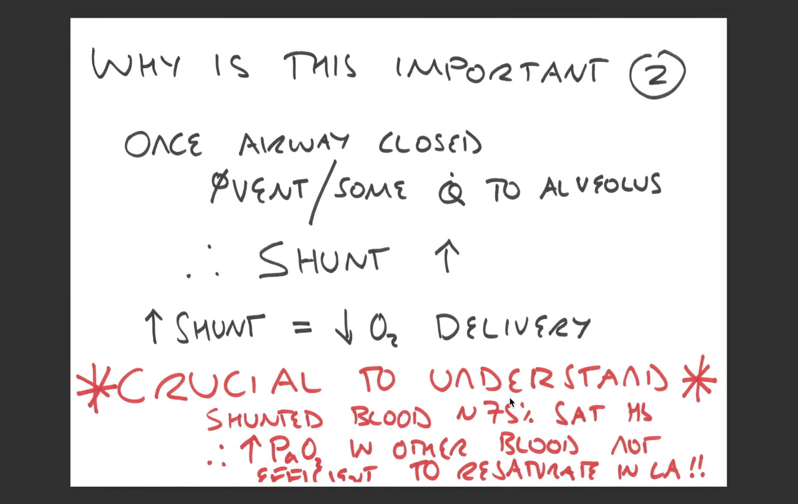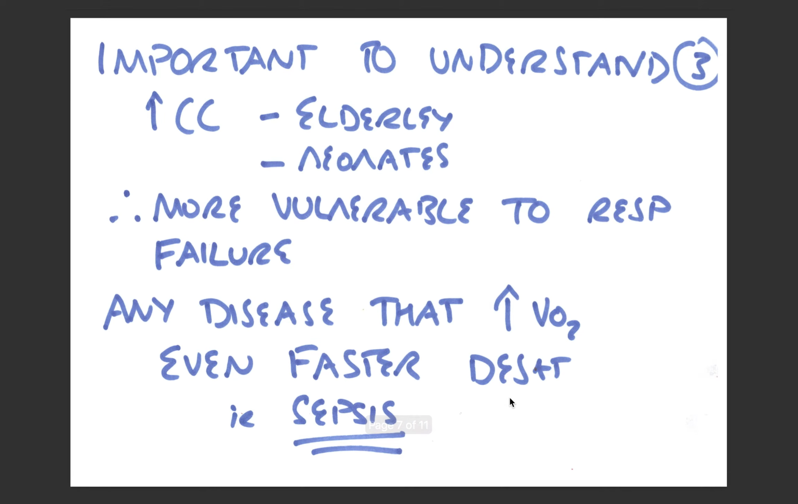It's crucial to understand that shunted blood will have a saturation of 75% or less, and this cannot be adequately compensated for by an equivalent rise in PaO2, as far less oxygen is dissolved in blood than is carried by hemoglobin. This means that unless you add a lot of oxygen to the rest of the blood, it won't fully accommodate for the desaturated blood. It's also important to understand that an increase in closing capacity in the elderly and neonates means that they are more vulnerable to respiratory failure and that this will occur more rapidly.